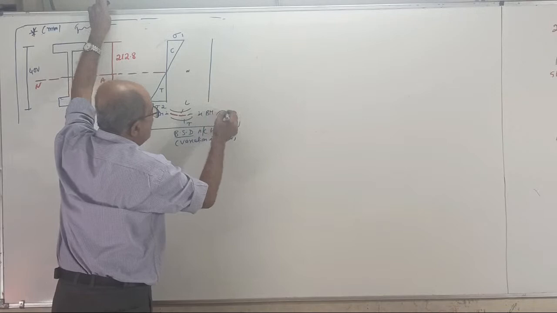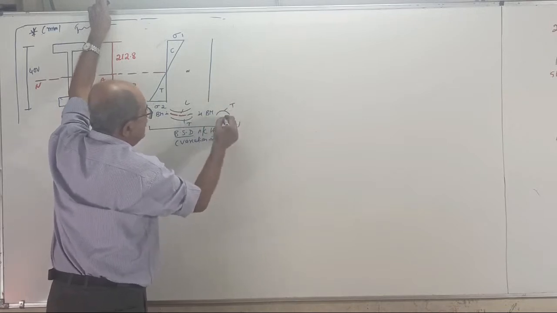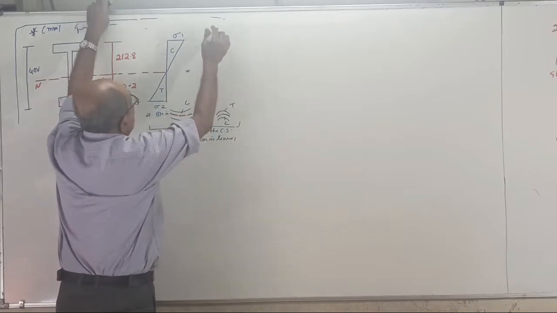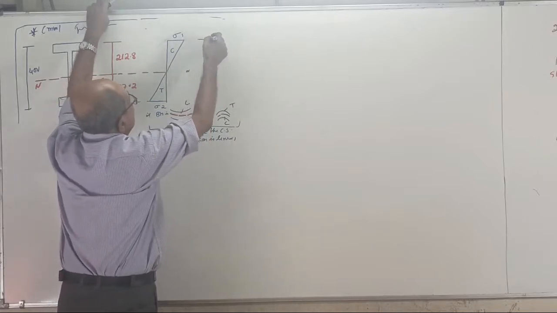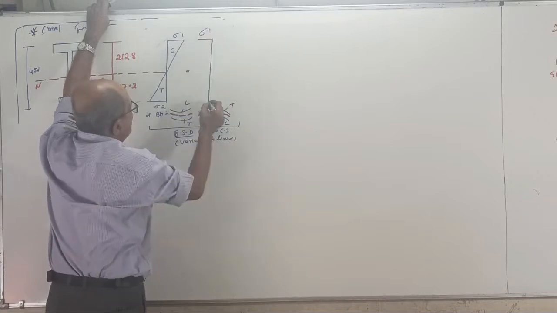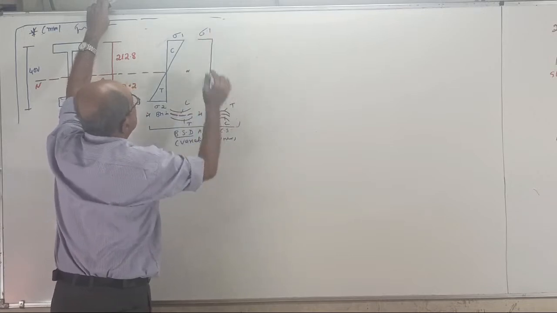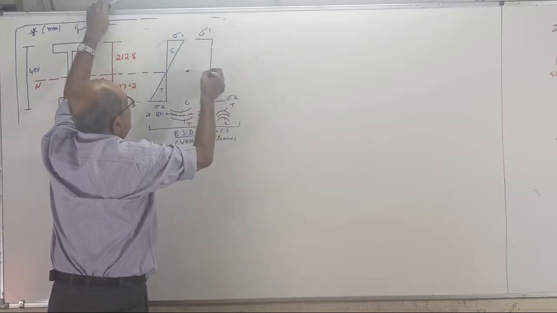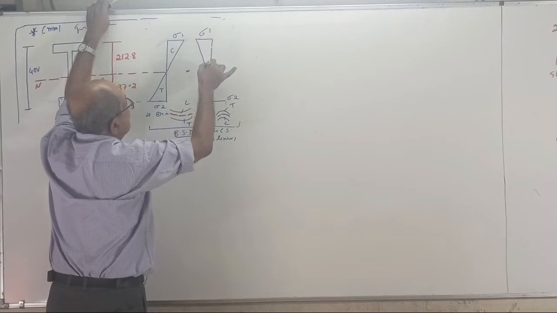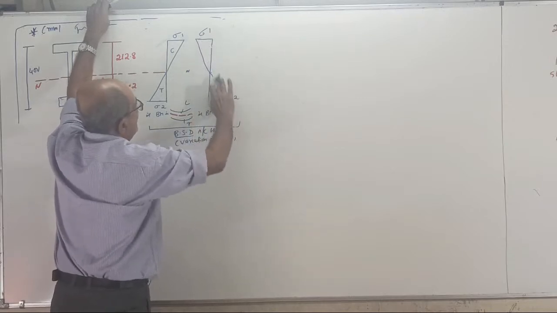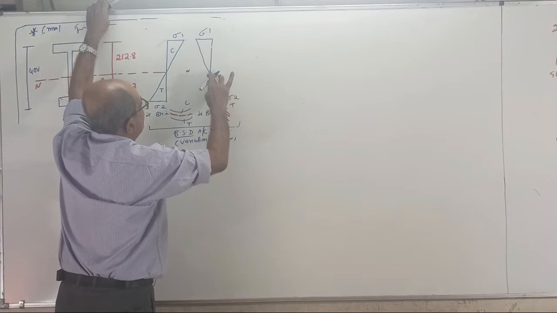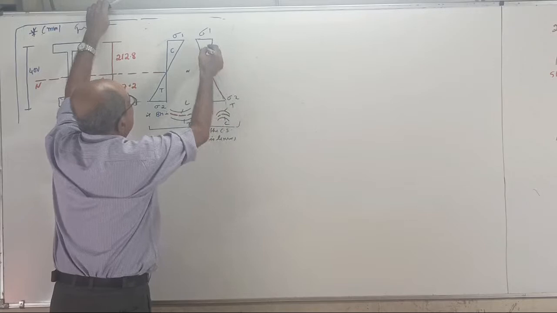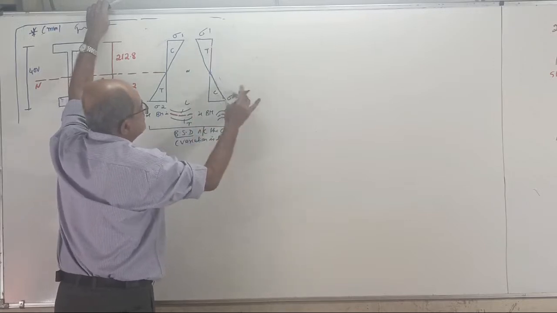If BM is hogging, top tension, bottom compression, neutral here. Then top tension, I'll mark this side this way. Sigma 1 here, sigma 2 here. Again, it will pass through the neutral axis. A little out of scale, but those things don't bother us. Okay, done. This is tension, this is compression.